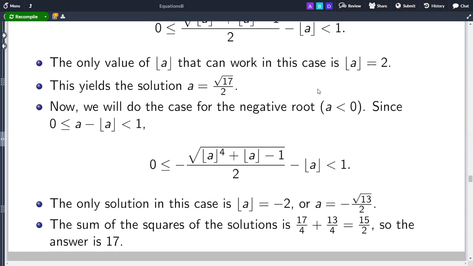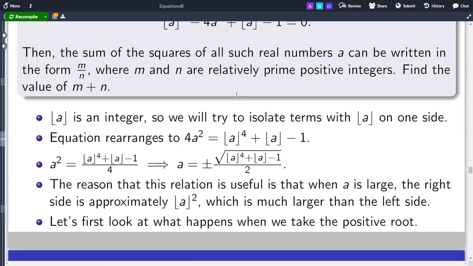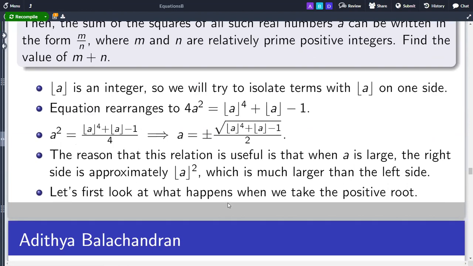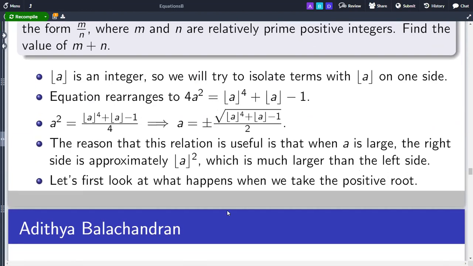The question was, where did the negative square root case come from? If you scroll up to the previous slide, William, can you scroll up? Yeah, so here we had A squared was the floor of A to the 4th plus floor of A minus 1 over 4, and we took the square root in that equation. We have to remember that there's a positive and negative root here. Any more questions?